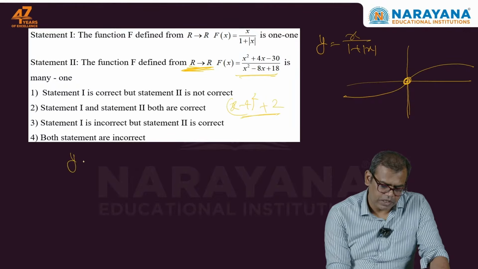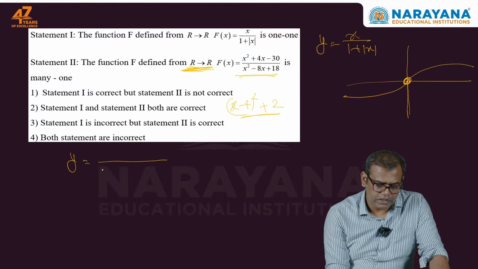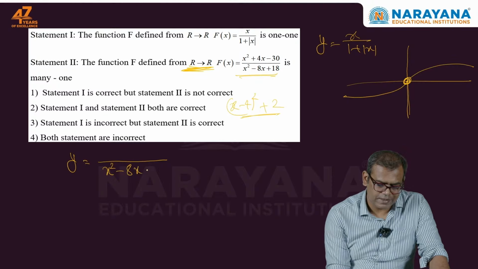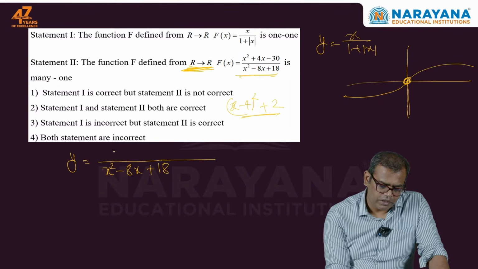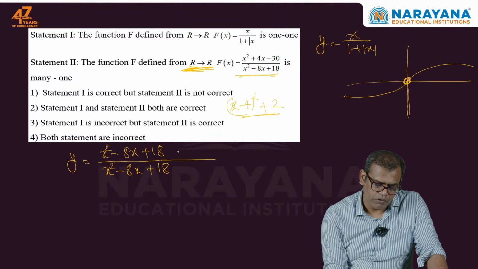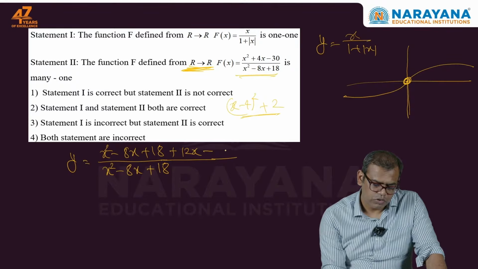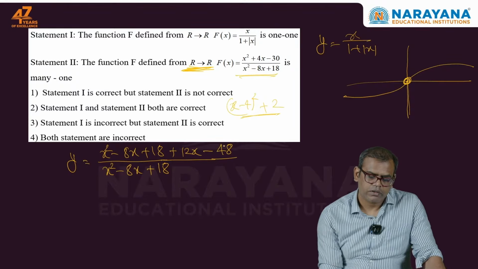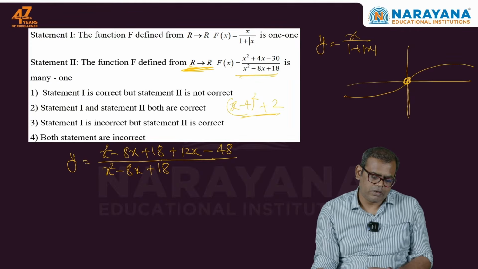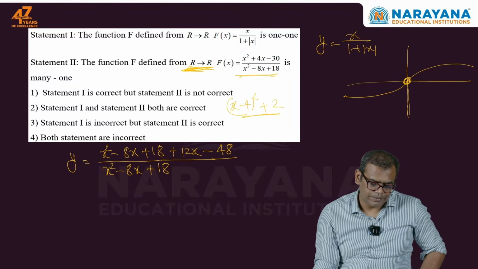Plot it, observe the nature of the graph. So the denominator is x square minus 8x plus 18, right? In the numerator, write it in this format. First write x square minus 8x plus 18, and then write 4 will be left here, right? So 4, so here write 12x, and here minus 30 will come. So write here minus 48. From the 48, if 18 is subtracted, then 30 will be left.